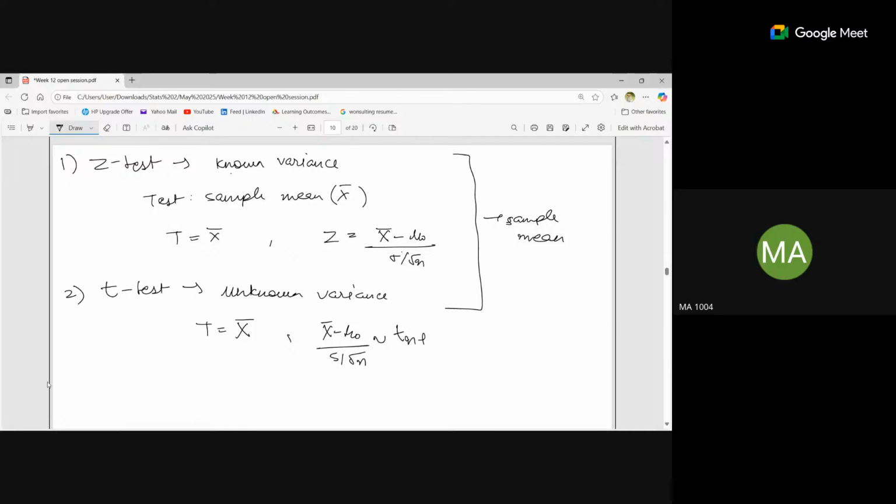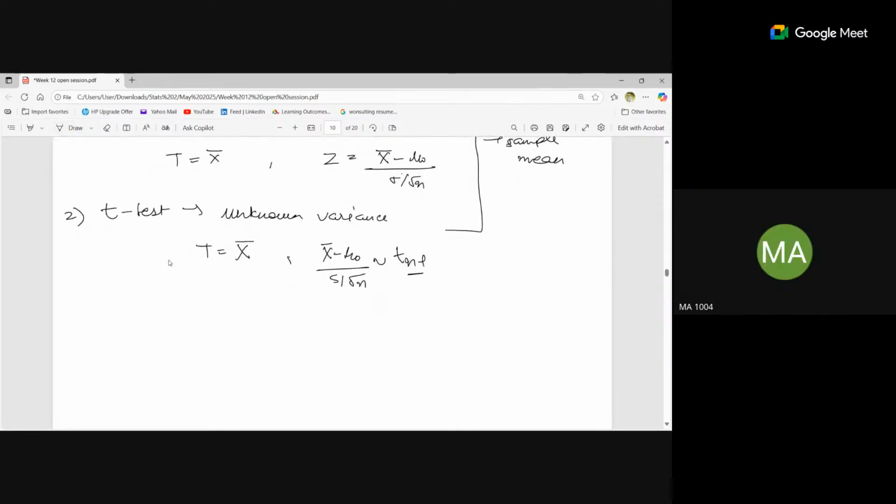Is Z and t clear? We use the t test when we have unknown variance and we use the Z test when we have known variance. Z will be following the Z distribution, the normal distribution with 0, 1, and t will be following the t distribution with n minus 1 degrees of freedom. Is this clear? Sigma is the standard deviation and S is the sample standard deviation.